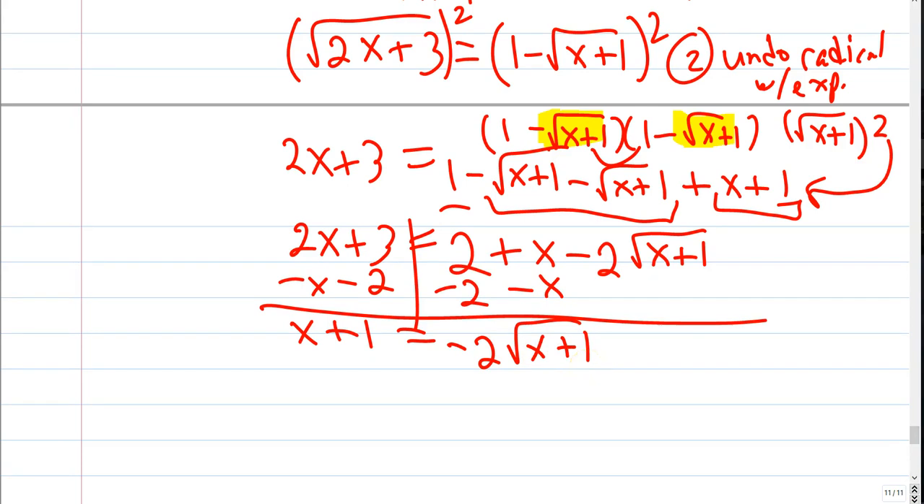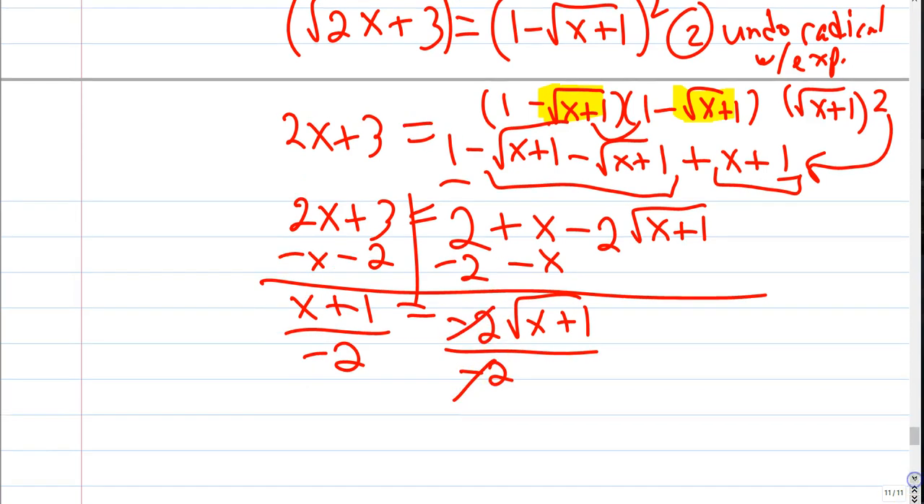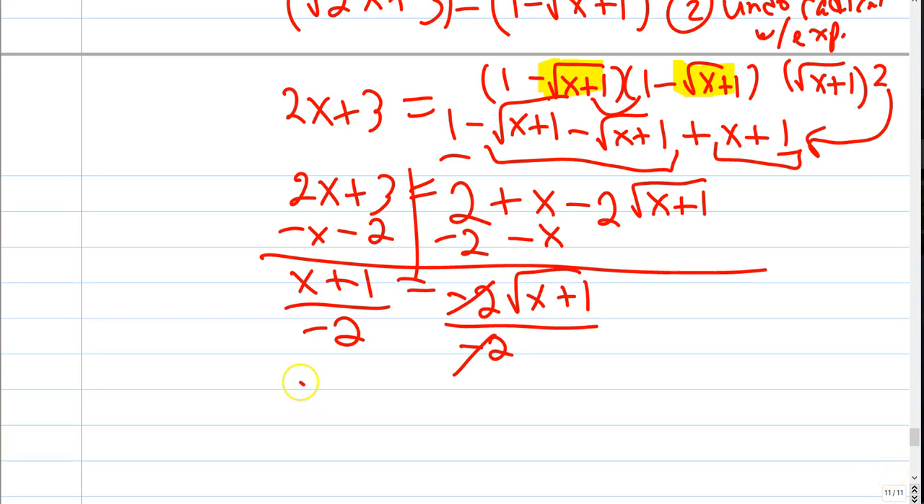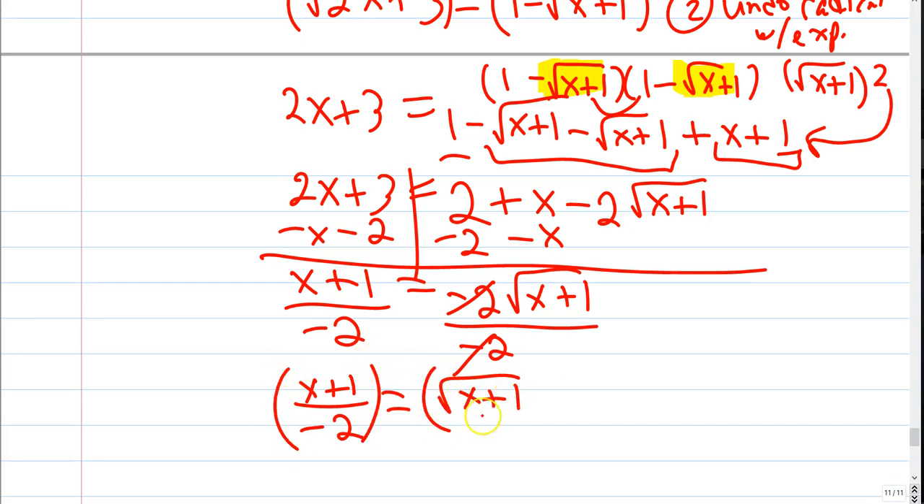Now you got a choice. I find that students do better if we just isolate the radical, which means I'm going to divide everything by that negative 2. Even though the left side looks terrifying, I find that they do a little better with the radical on the right side. So x plus 1 over negative 2 ain't pretty, equals the square root of x plus 1. So now we're going to take both sides and square.